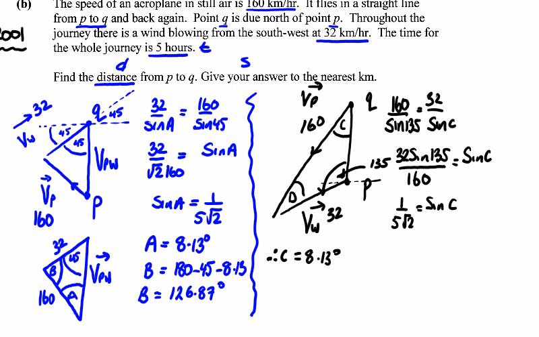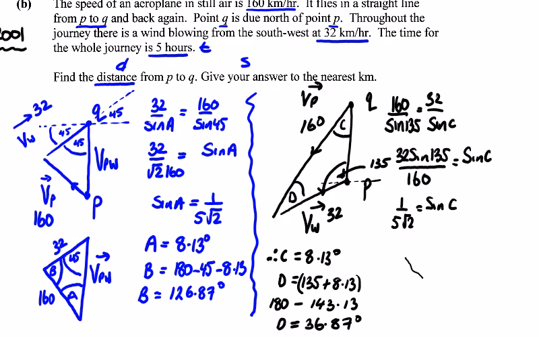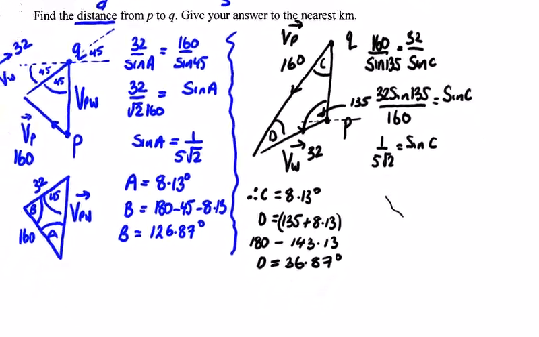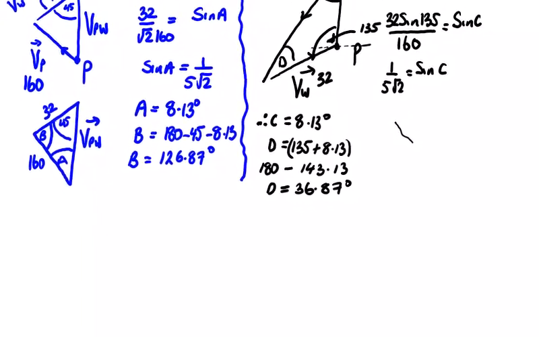We already have a 135 in there, so D is going to be equal to 135 plus 8.13. And we'll need to take that away from 180, so 180 minus 143.13 is going to leave us 36.87 degrees for D. So now I can get the velocity of the plane relative to the wind in both cases.